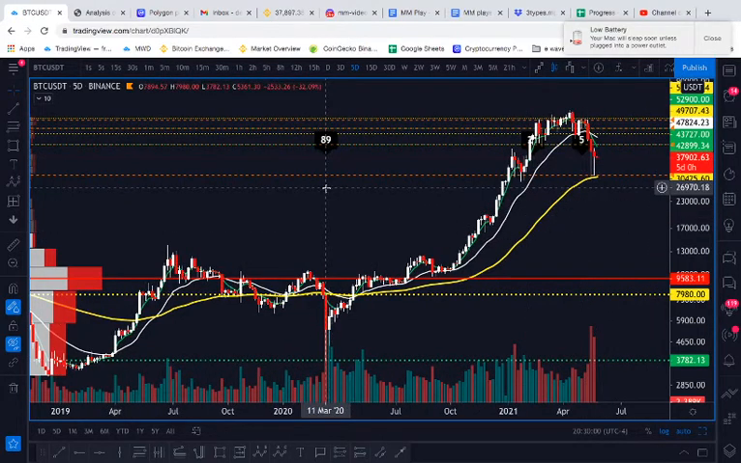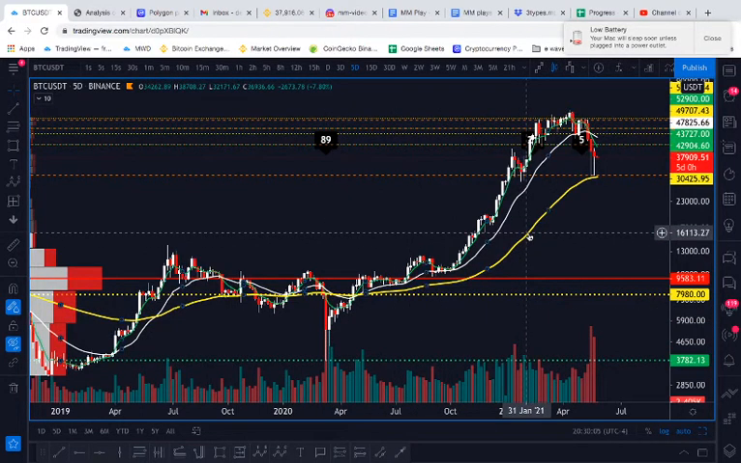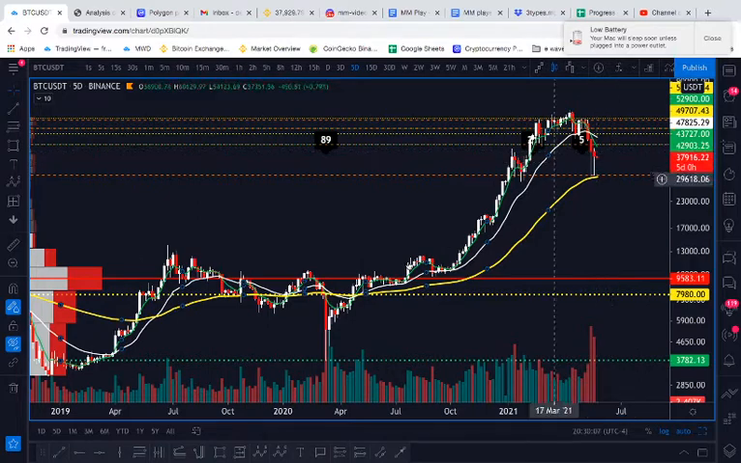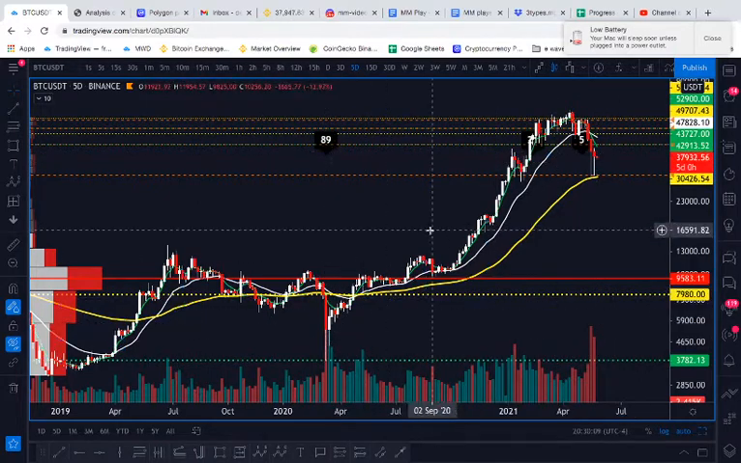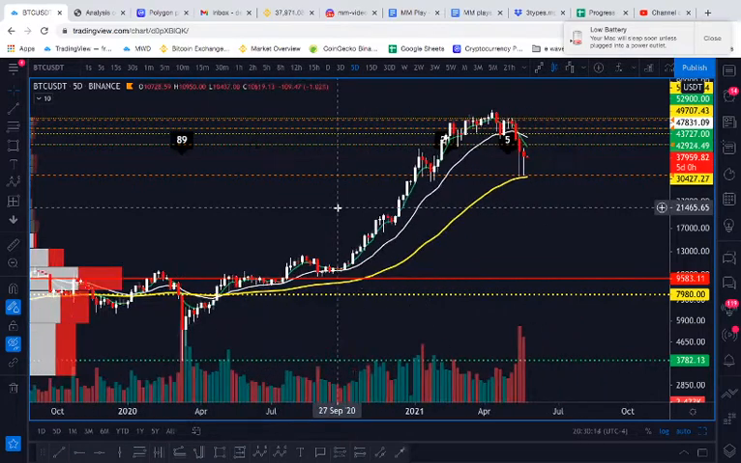You see where the 89 is here, we're at the bottom of the 89, which means that this moving average is going to start trending upwards. All of this upward trend. So that's how I use the moving averages.